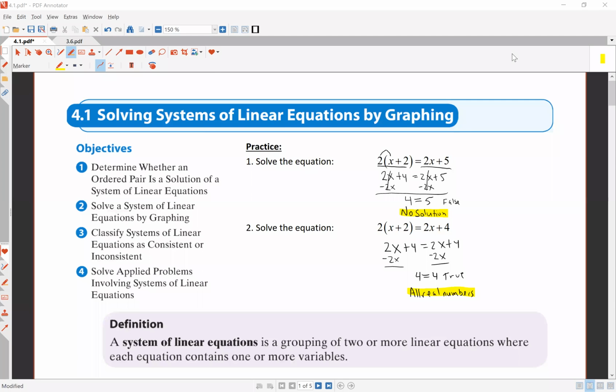This video covers section 4.1, solving systems of linear equations by graphing. Objective 1, determine whether an ordered pair is a solution of a system of linear equations.